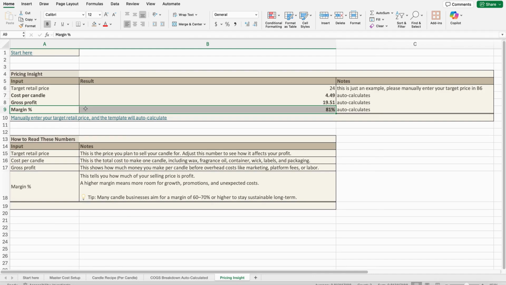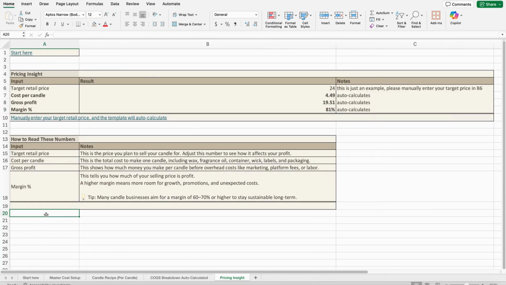This is where pricing decisions become intentional instead of emotional. You can test scenarios before you sell instead of finding out later that your margins don't work. Once you understand this flow, you can price any candle you make.